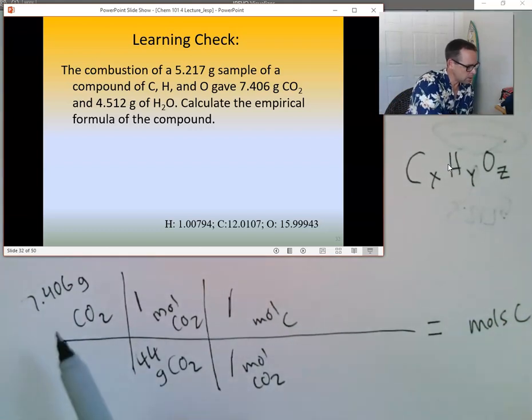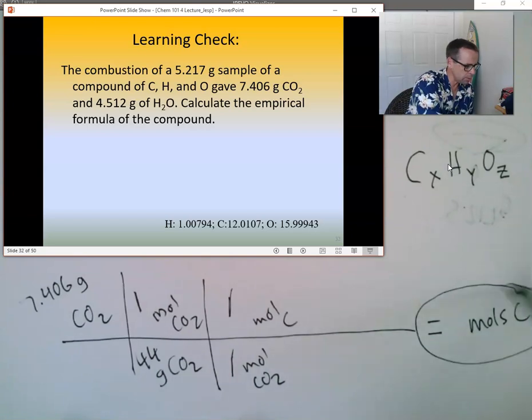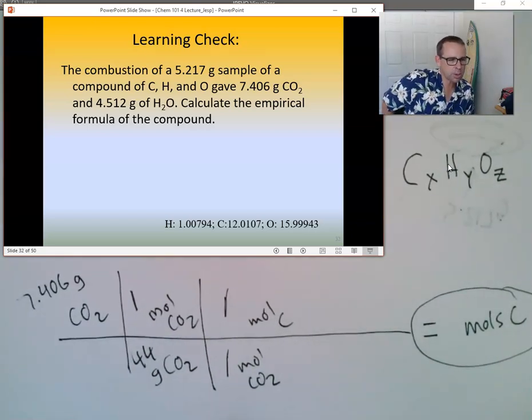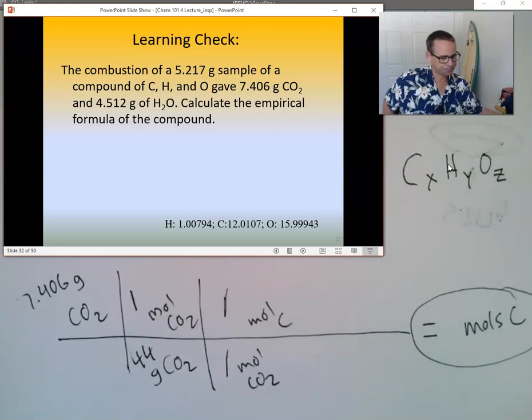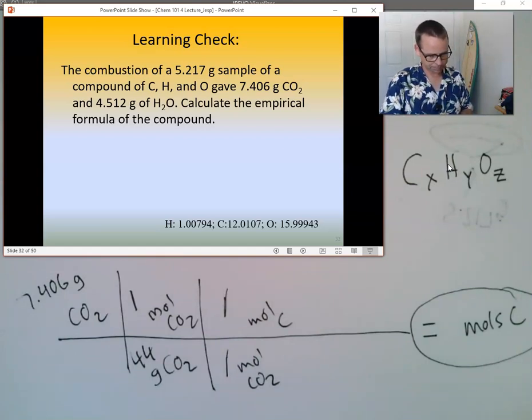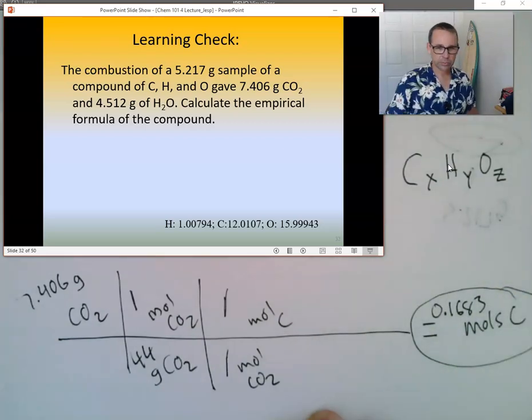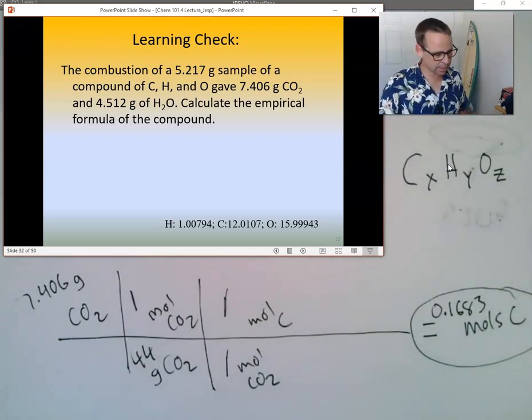So, I can solve this. Can you put your calculator to work and find out how many moles of carbon there must have been in the initial sample if I got 7.406 grams of carbon dioxide? Is it 0.1683? Yes. Very good. That's exactly right. That's how many moles of carbon.